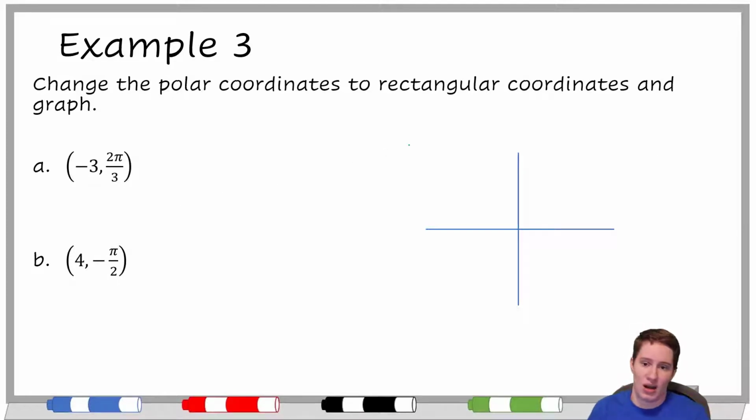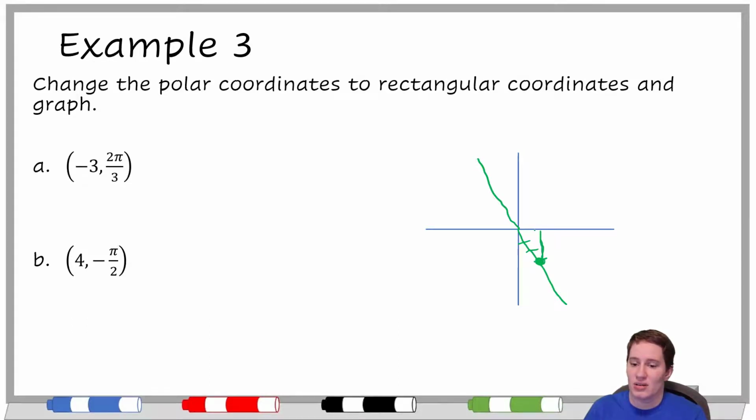So I think it's actually helpful to graph it to start off, just so you have an idea of where it is. 2 pi over 3 is in the 2nd quadrant here-ish. Oh, but we got to go down here. 1, 2, 3. So that's how I would make those tick marks. So here is negative 3 comma 2 pi over 3.